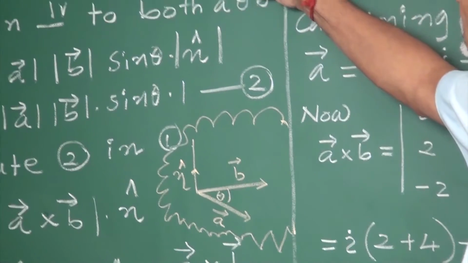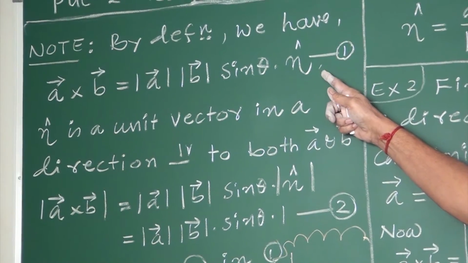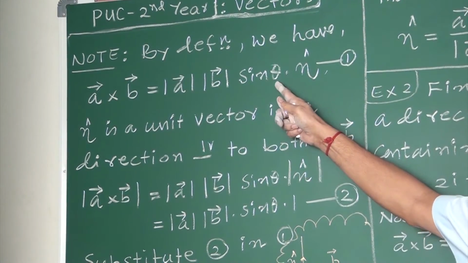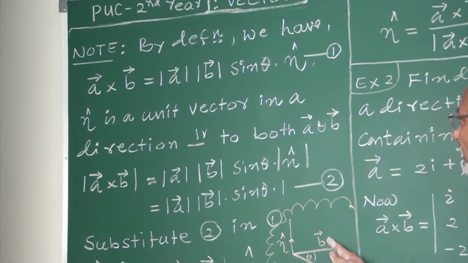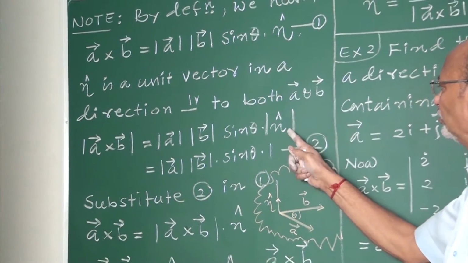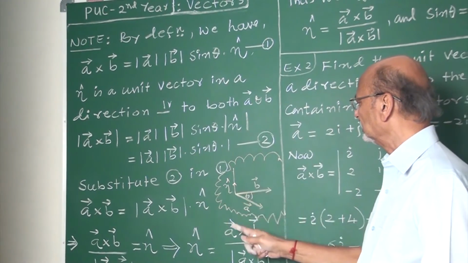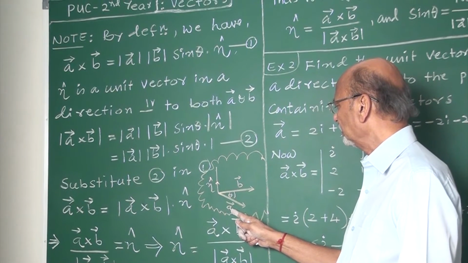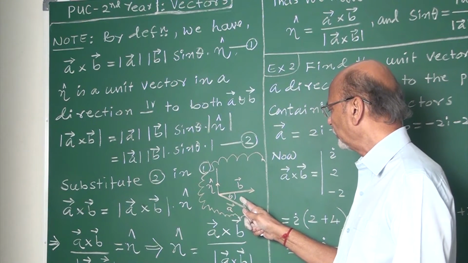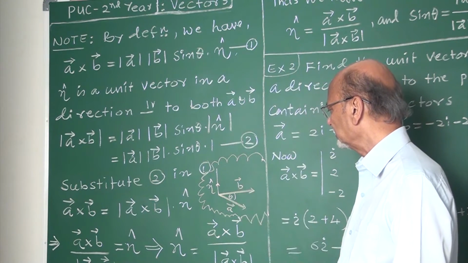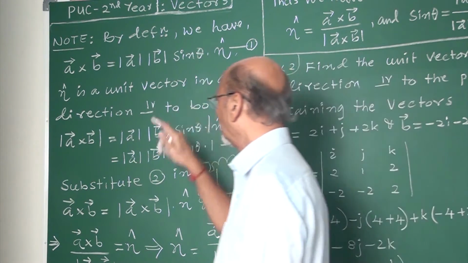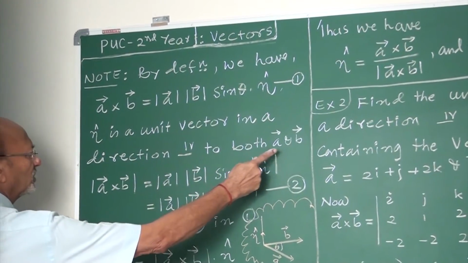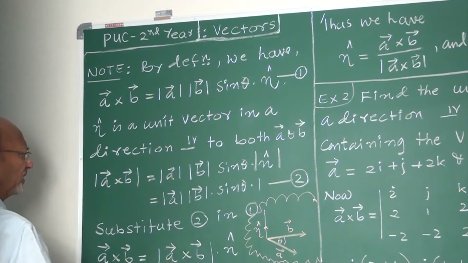Therefore, my friends, definition of A cross B, once again: magnitude of A into magnitude of B into sine theta into eta cap. Theta is the angle between the vectors A and B. Eta cap is a unit vector, magnitude is 1, and in a direction perpendicular to both vectors A and B, or in a direction perpendicular to the plane. This is the plane containing the vectors A and B. I have written everything here.